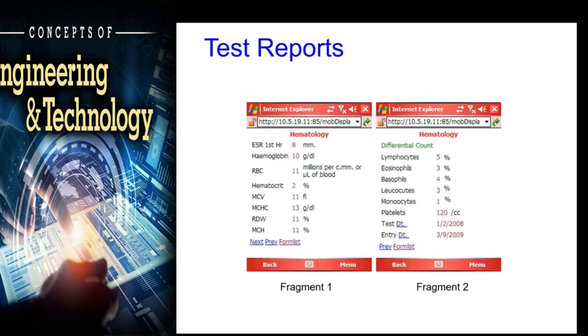Similarly, we need to have the test reports. The test reports can have different fragments, fragment one, fragment two, and so on. You can have all the information, such as the RBC count, eosinophils, the test date and the entry date. This is the example I'm showing here.